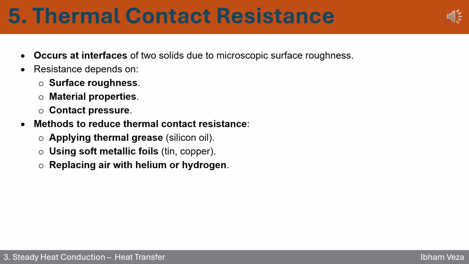5. Don't ignore contact resistance. Heat doesn't always flow smoothly, especially across interfaces. Thermal contact resistance happens because surfaces are never perfectly smooth. It depends on surface roughness, material type, and contact pressure. The good news? You can reduce it. Use thermal grease, metal foils, or even swap air for helium to lower resistance.